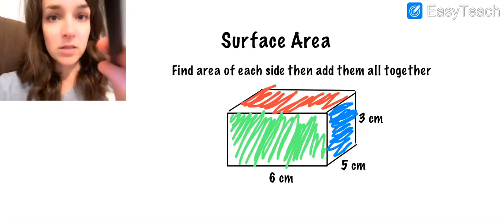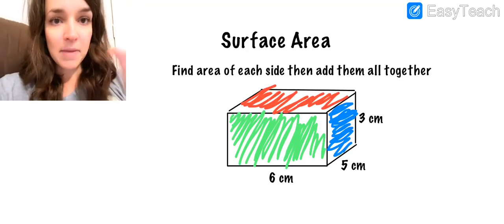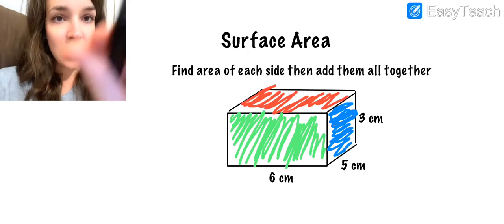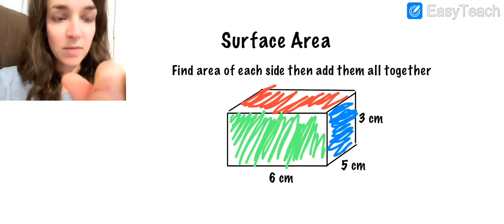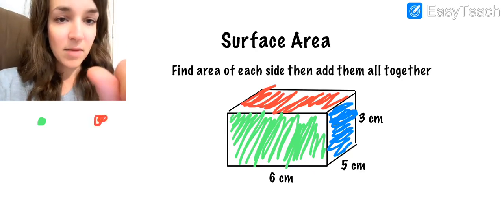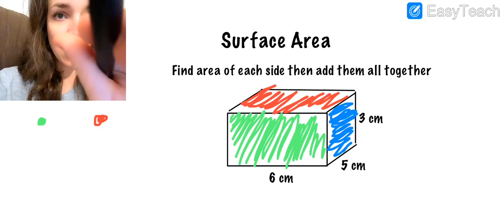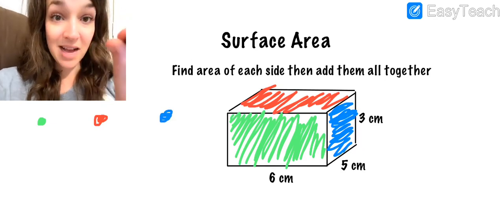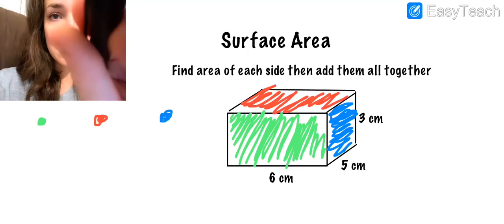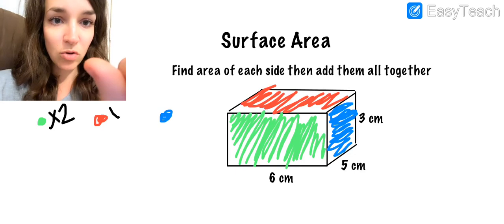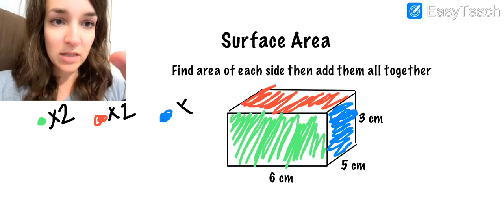So let's look at that. If I can get my pen to work. There we go. Let's do it this way. I'll make a dot for the green, a dot for the red, and a dot for the blue, so we'll know which area goes with which side. And I'm going to put this on here just so we don't forget. We want to remember that that's actually 2, that's actually 2, that's actually 2.